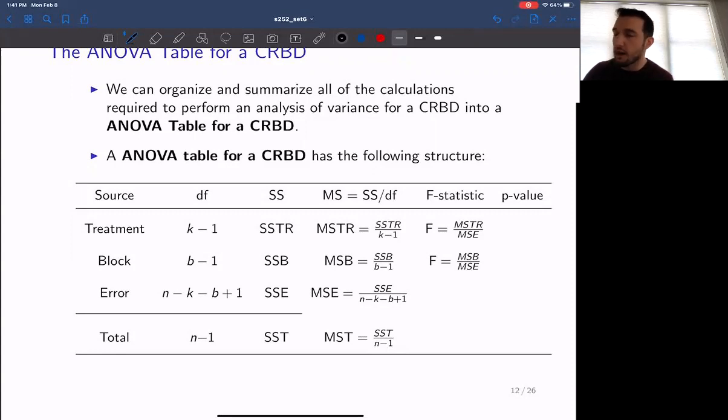But again, because we have the block, the MSE term here is going to be smaller than the MSE from the one-way ANOVA, which should mean that the F statistic we compute here is going to be a better representation of treatment differences if they do exist.